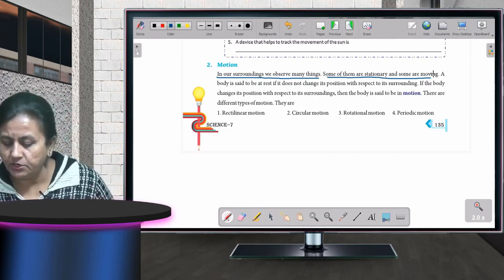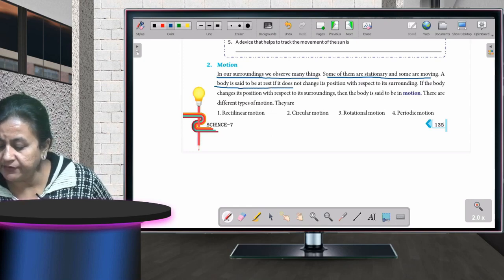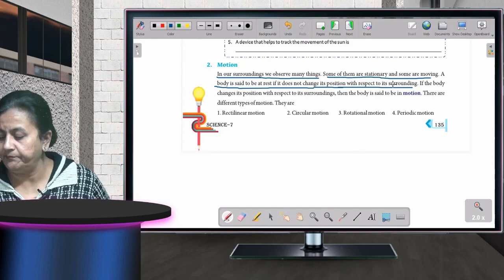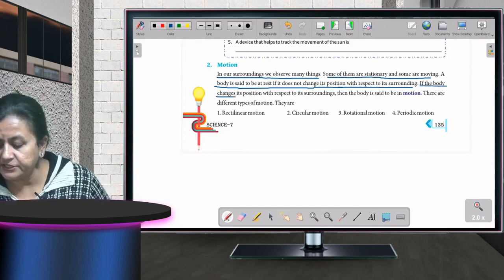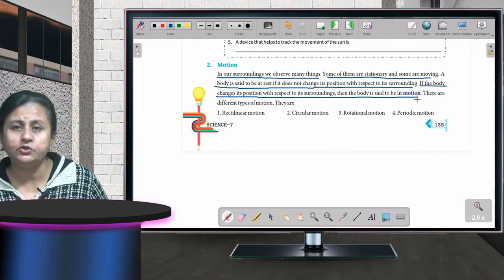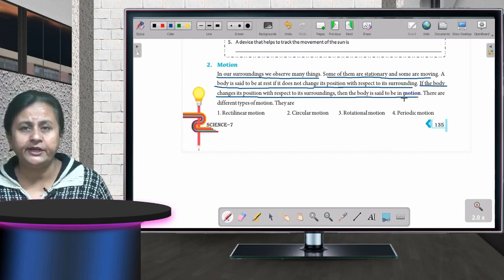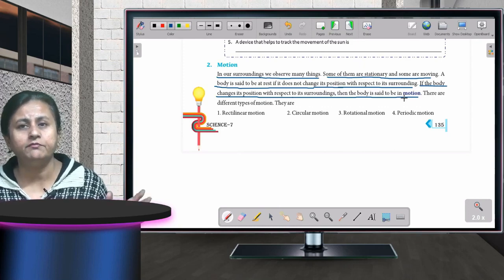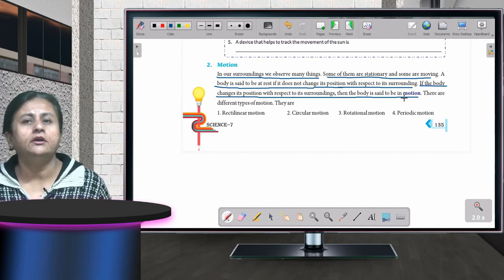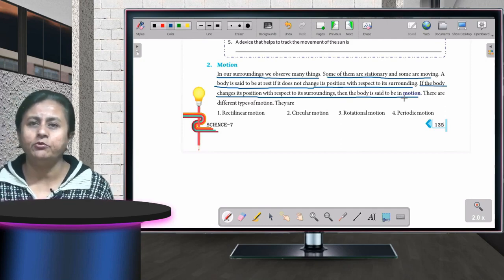So a body is said to be at rest if it does not change its position with respect to its surroundings. If the body changes its position with respect to its surroundings, then the body is said to be in motion. Like I am teaching you right now, I am standing still, so I am not in motion, because with respect to my surroundings, I am not coming near or moving far from them.